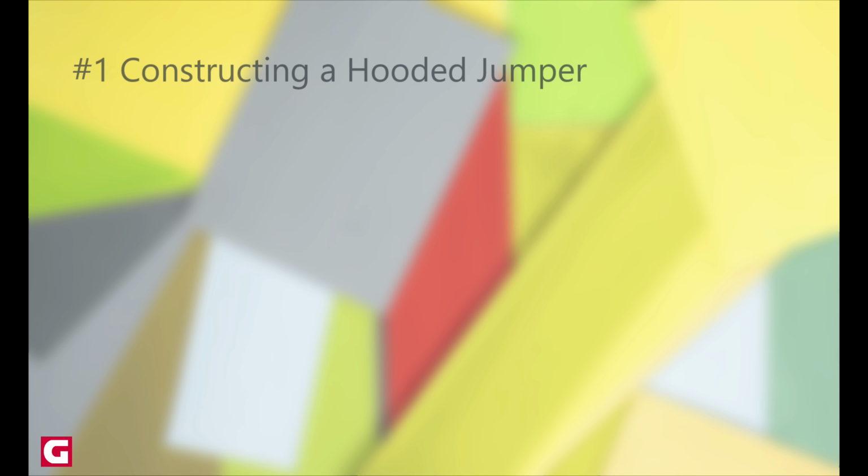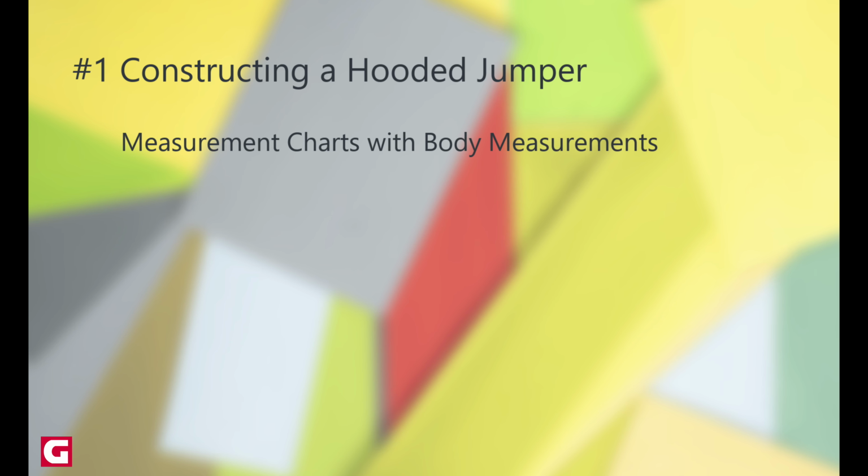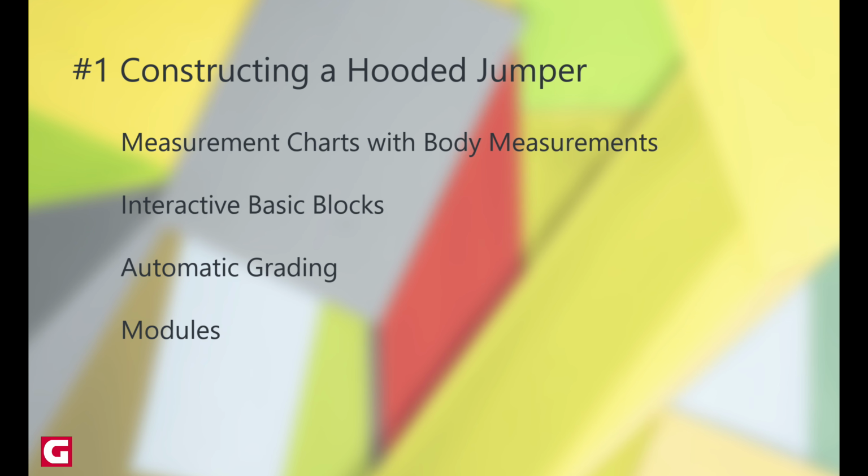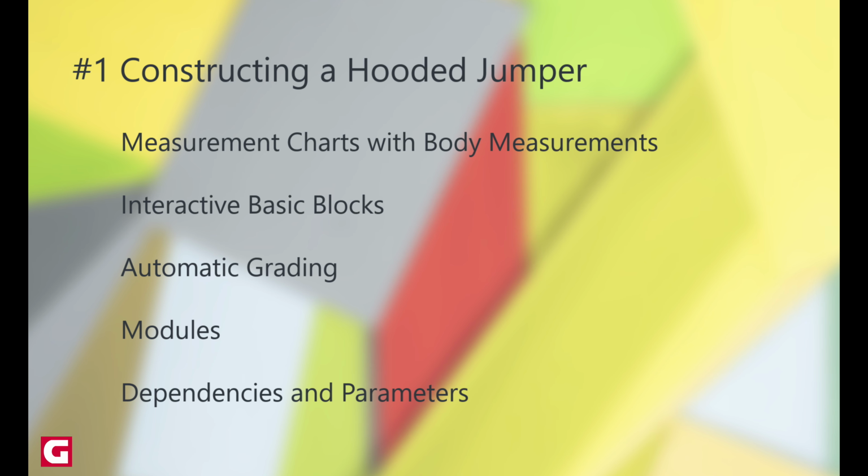This brings us to the end of the first part of our series, Exploring GRAFIS. You have learned the basic principles of GRAFIS using measurement charts and body measurements. You have gained an insight into the interactive basic blocks, and you have seen how an automatic grading of patterns is possible. With the help of modules and tools such as the Part Assistant, we have easily constructed a hooded jumper. Your constructions remain flexible and easy to adapt thanks to dependencies between the parts and the parameters.